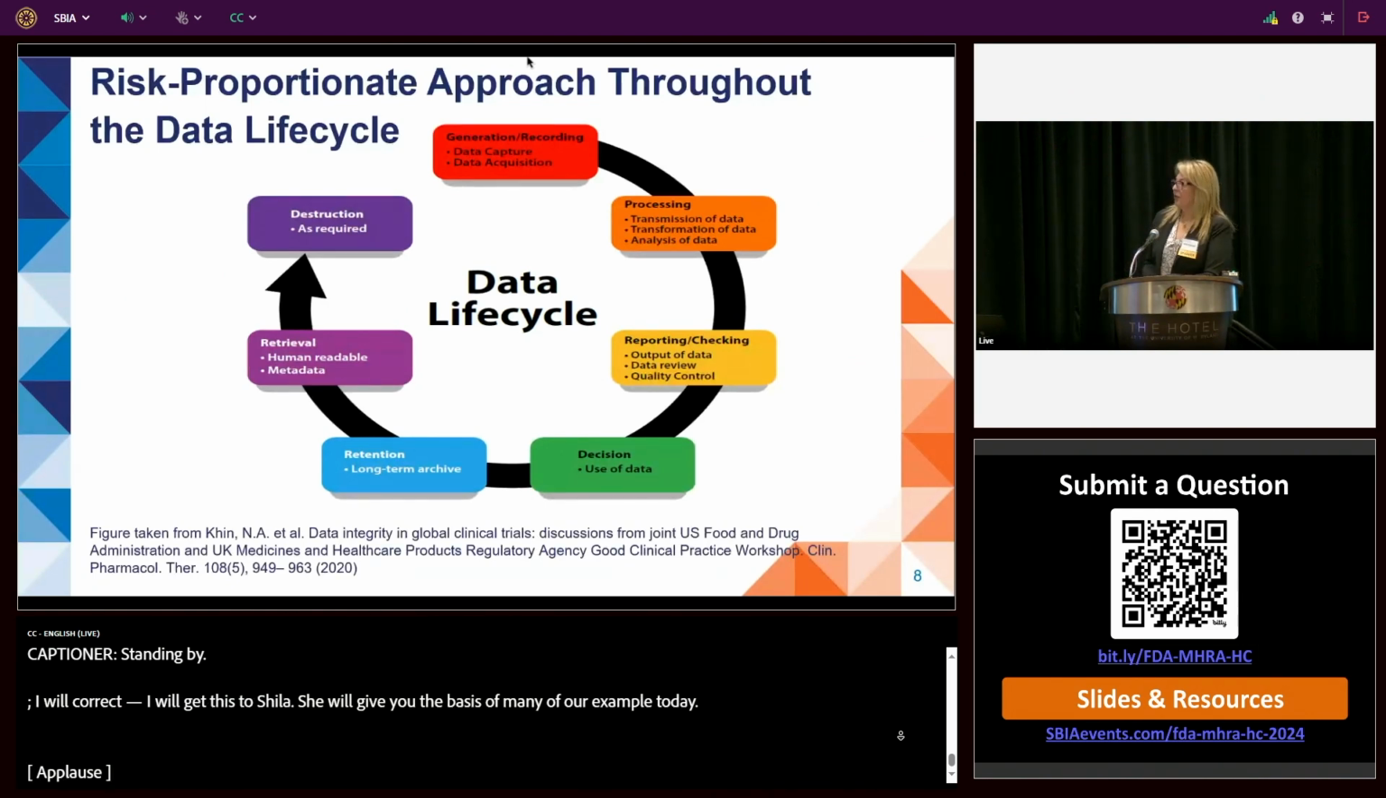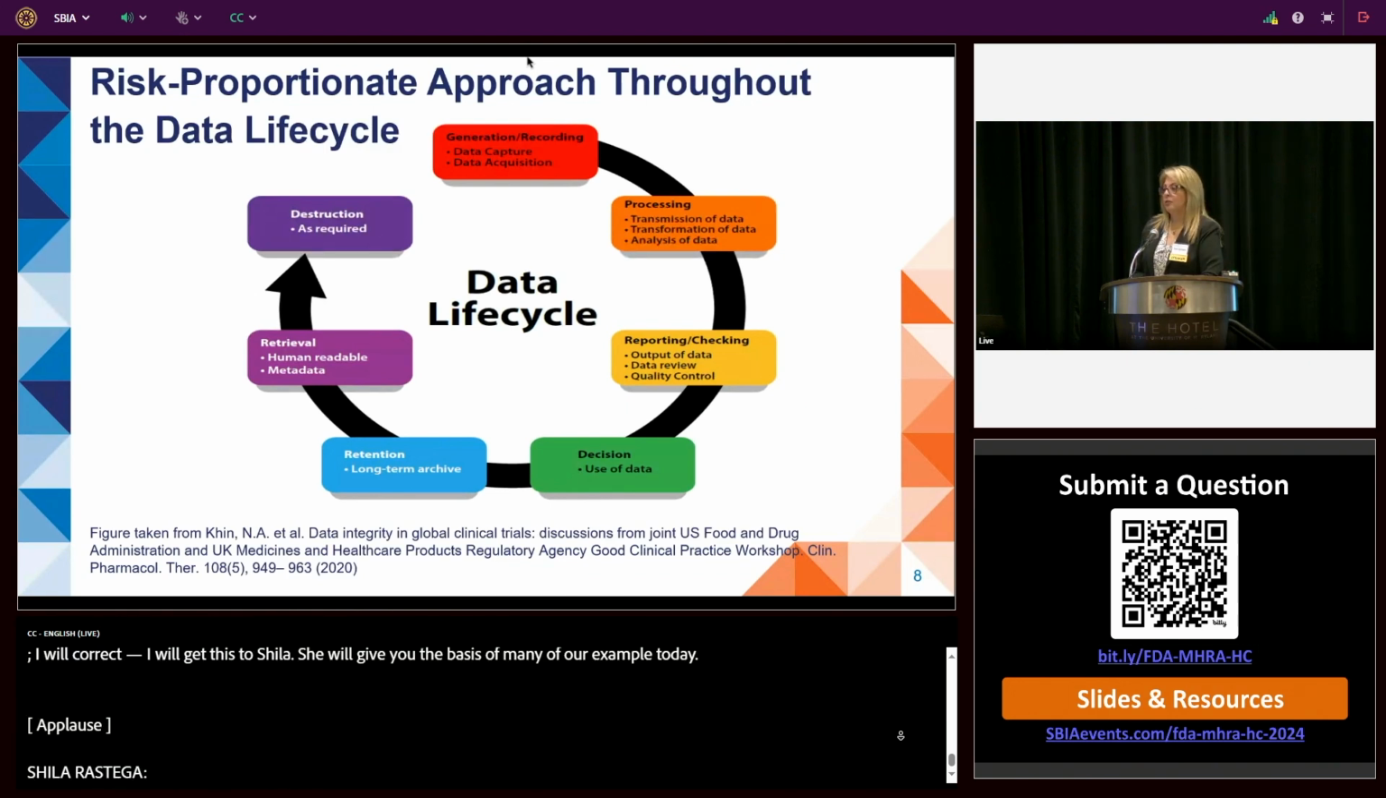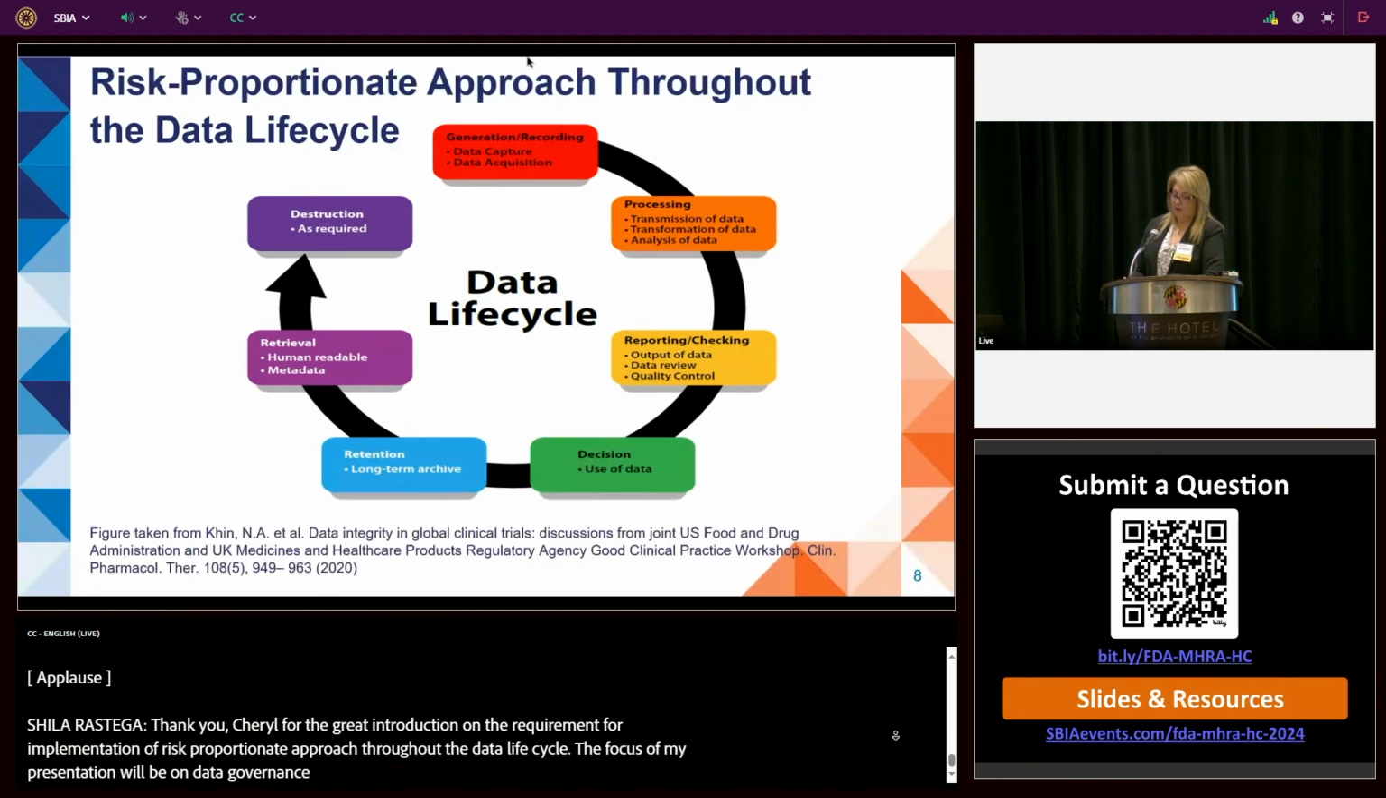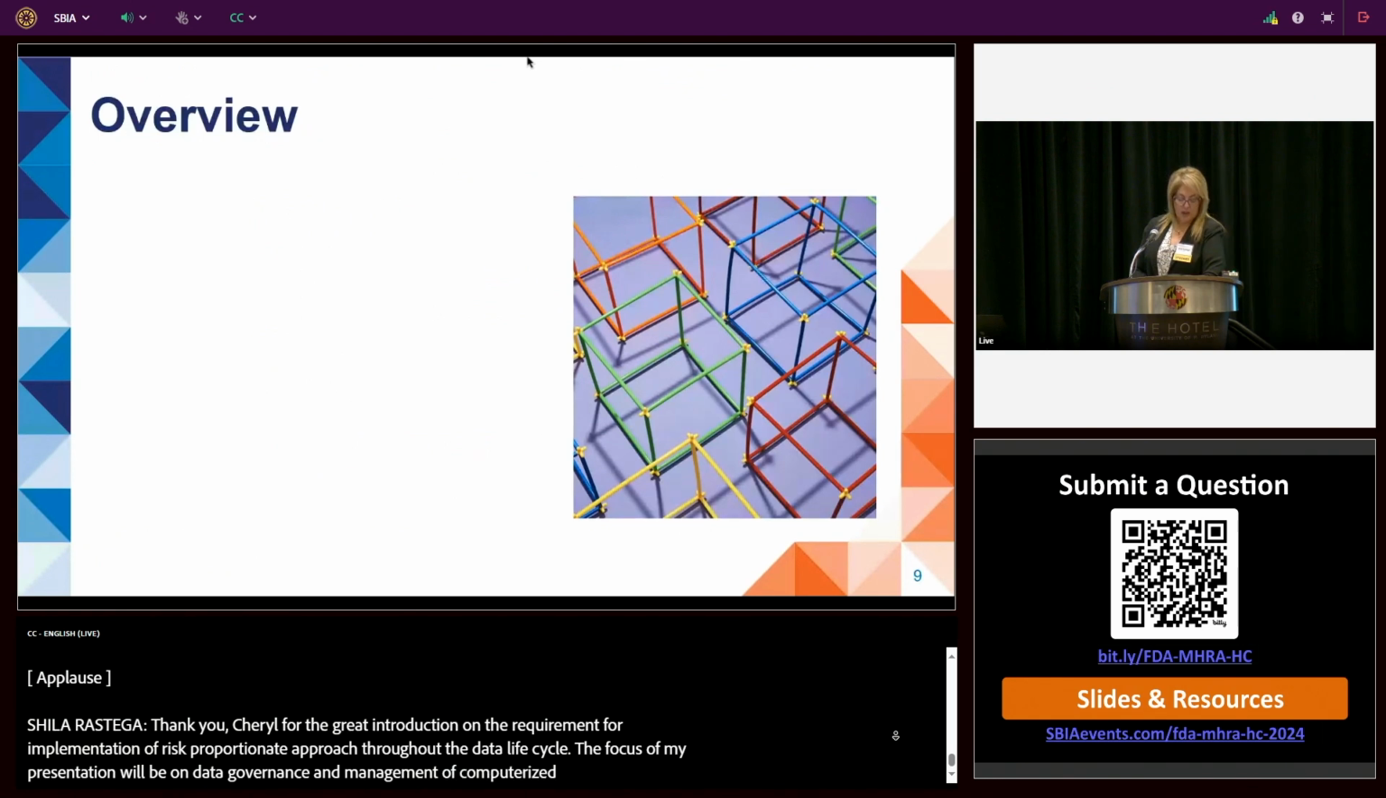Thank you, Cheryl, for the great introduction on requirement for implementation of risk proportionate approach throughout the clinical trial lifecycle. The focus of my presentation will be on data governance in management of computerized systems. And as part of the presentation, I will talk about importance of good data governance practices.